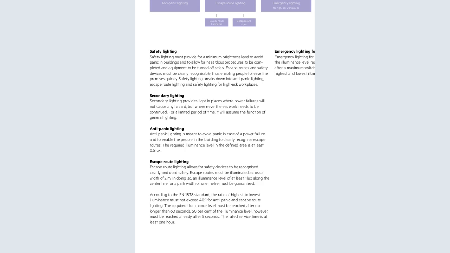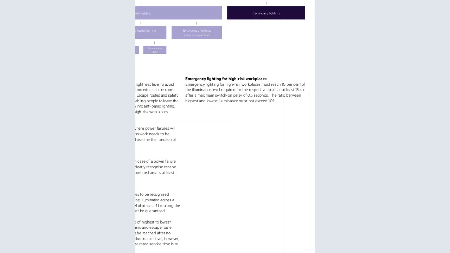Then the safety devices should be recognized clearly and used. Escape routes must be illuminated across a width of 2 meters, so at least 1 lux along the center line of the width. You can see it there. So emergency lighting of high risk workplaces. The emergency lighting of high risk workplaces must reach 10% of the illuminance level required for the respective tasks, at least 15 lux. So 15 lux is very bright because of the high risk tasks, like theaters that we have talked about.